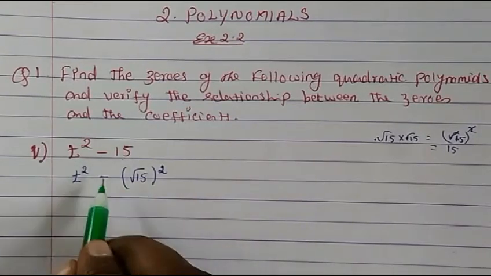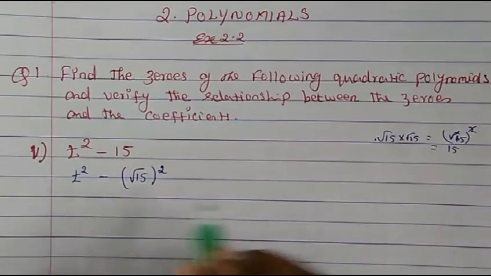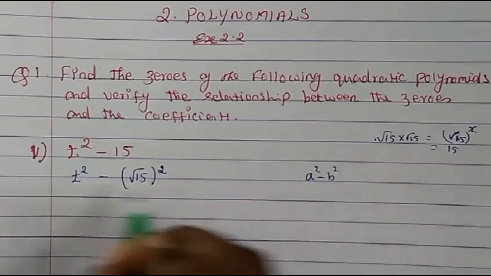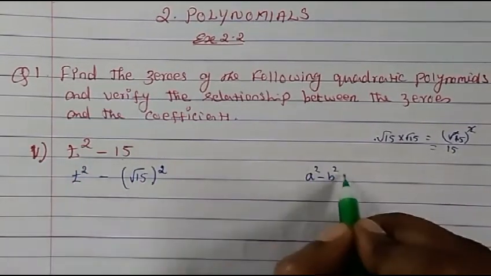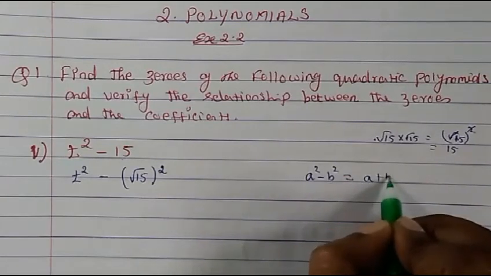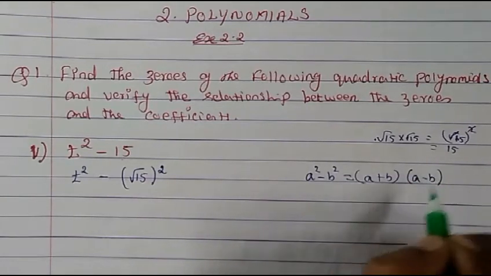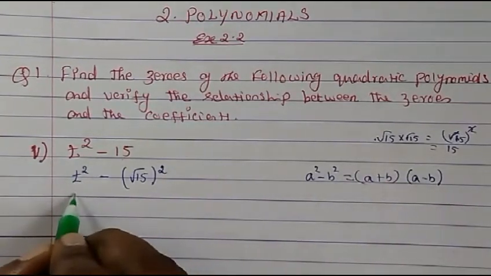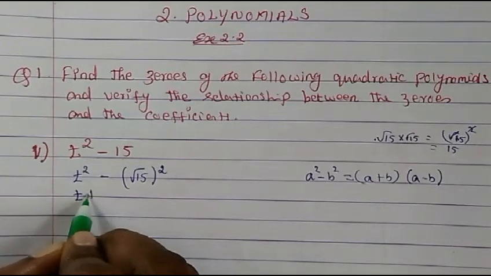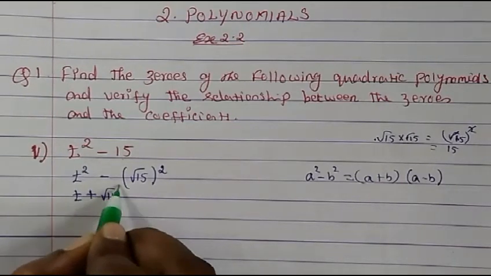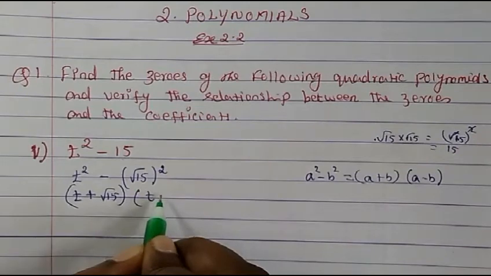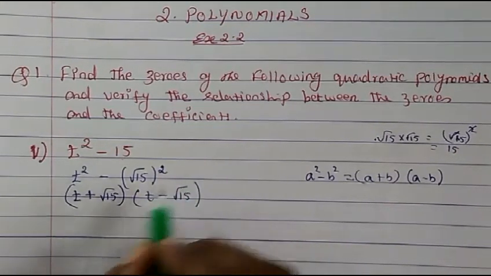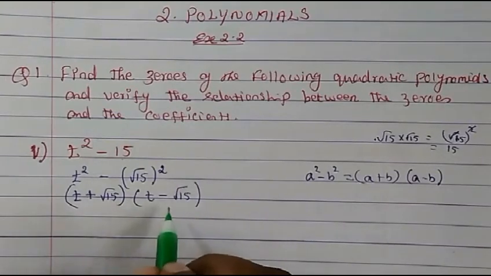So now this is giving us an identity. If you remember, there is something called a square minus b square. A square minus b square will give us a plus b and a minus b. This you have studied in your smaller classes. So let's write it in this format: t plus root 15 and t minus root 15. So a plus b, a minus b. That way we have written it.